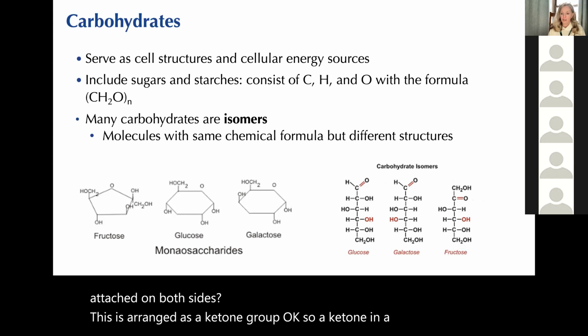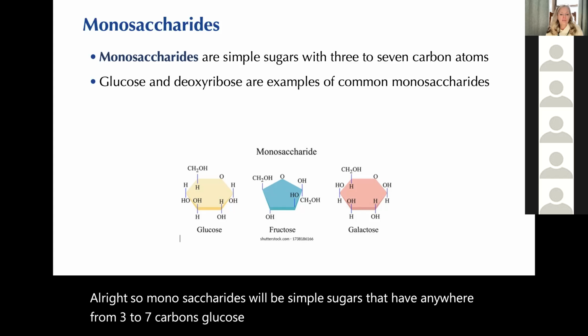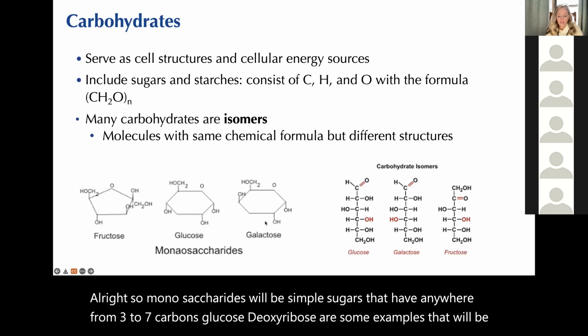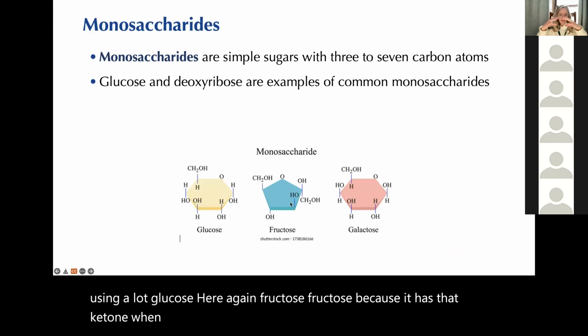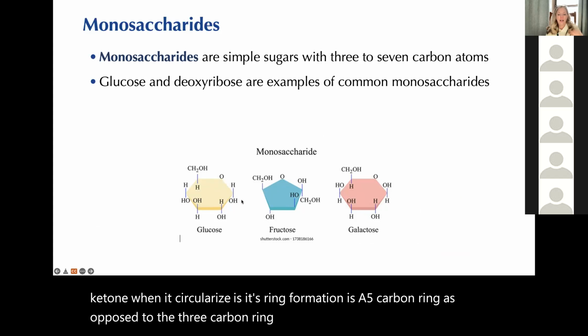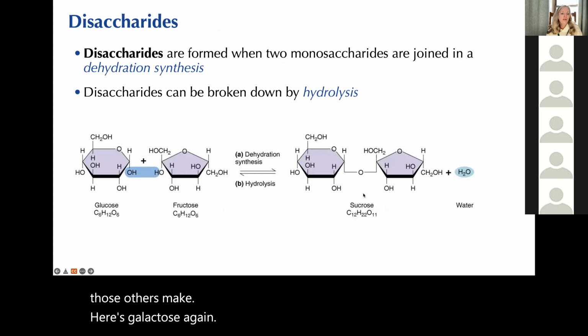All right, so monosaccharides will be simple sugars that have anywhere from 3 to 7 carbons. Glucose and deoxyribose are some examples that we'll be using a lot. Glucose here, again, and fructose, because it has that ketone, when it circularizes its ring formation is a 5-carbon ring, as opposed to the 6-membered ring that glucose and galactose and all those others make. Here's galactose again.